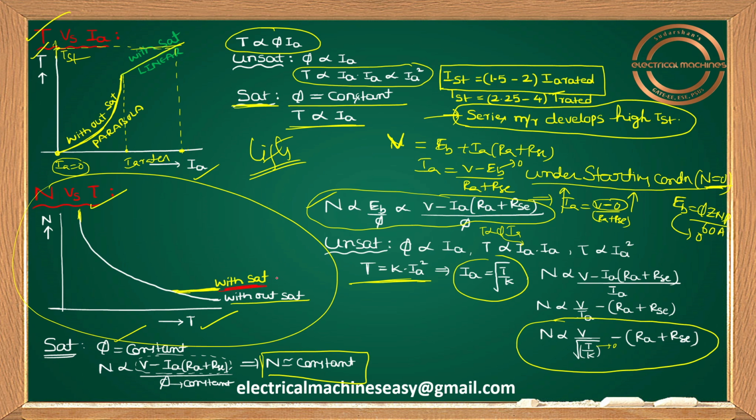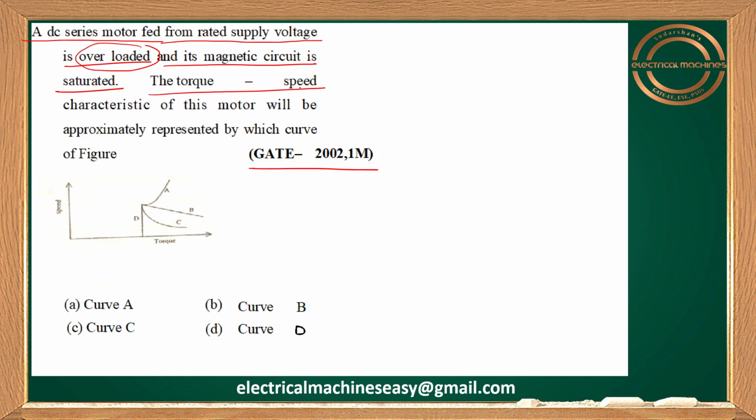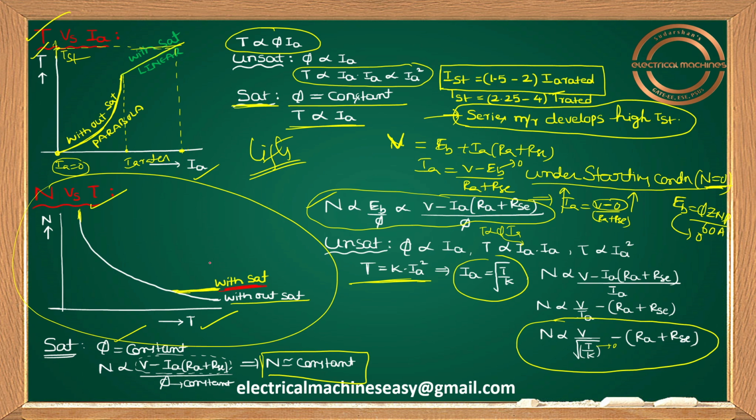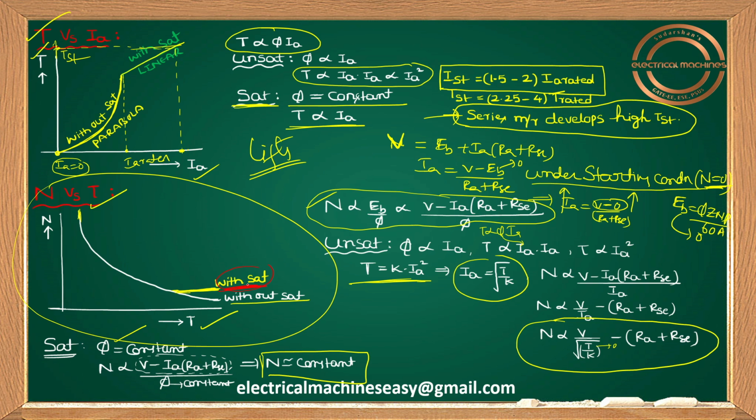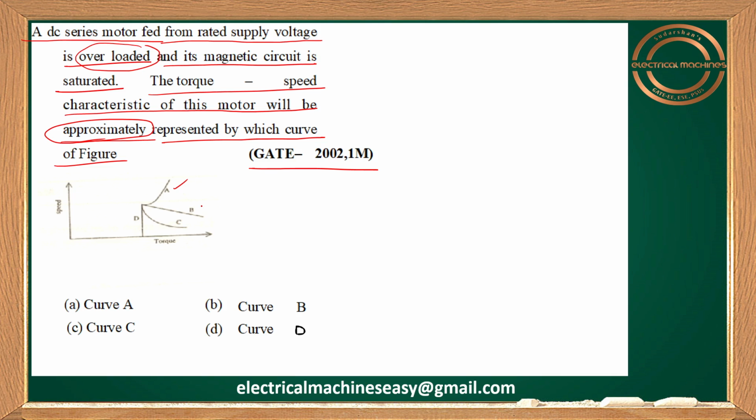Okay, saturation region. Now what is asked? The torque speed characteristics of this motor will be approximately, he's saying approximately, guys, represented by which curve of the figure. So guys, you have to draw this curve. With saturation means this is the curve you have to draw. Please tell me among A, B, C, D, which one is correct?